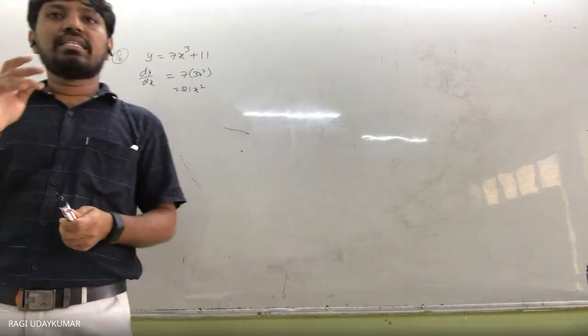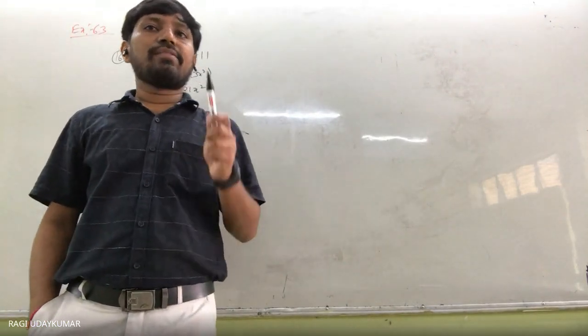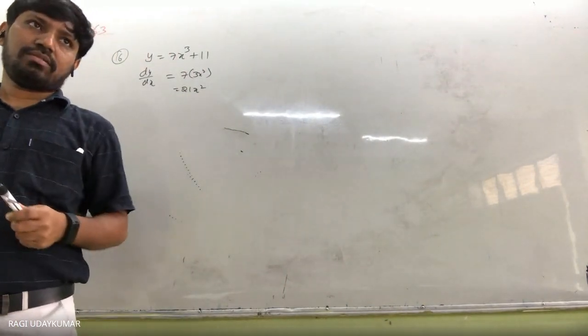सिंपल क्वेश्चन. 17th question, find the point on the curve y equal to x³ at which the slope of the tangent is equal to the y coordinate of the particular point.